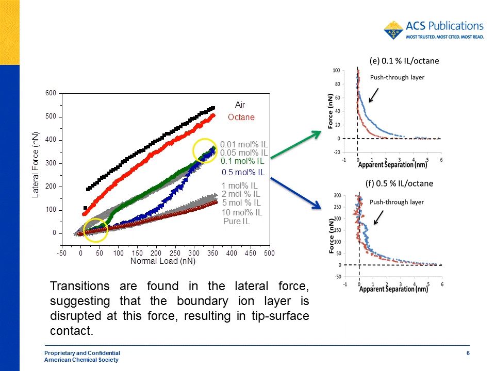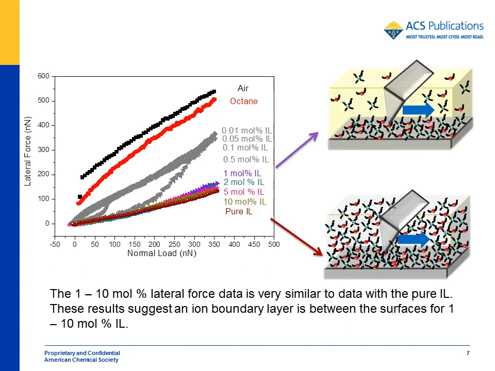Push-through events in the normal force data, shown on the right, are found at the same forces, 70 nanonewtons for 0.1 mol% and 170 nanonewtons for 0.5 mol%. Together, these data indicate that while ion pairs are adsorbed to the surface at these concentrations, their density is relatively low, resulting in a relatively poorly formed boundary layer. Above the critical normal load, the boundary layer is pushed through and lateral force increases sharply.